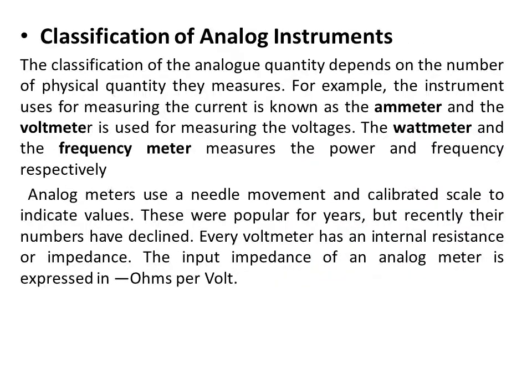Now, classification of analog instruments. Classification depends on the number of physical quantities they measure. For example, an instrument used for measuring current is known as an ammeter, a voltmeter is used for measuring voltages, and the wattmeter and frequency meter measure the power and frequency respectively. Analog meters use a needle movement and calibrated scale to indicate values. These were popular for years, but recently their numbers have declined.